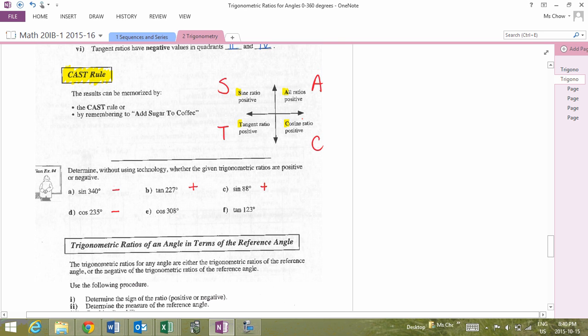308 degrees puts us in quadrant 4, and therefore cosine is positive. Tangent of 123 degrees is in quadrant 2, where only sine ratios are positive, so we know that this will be negative. So if you're not sure, go ahead and just confirm that using your calculators. Simply put in sine of 340 degrees. Okay?